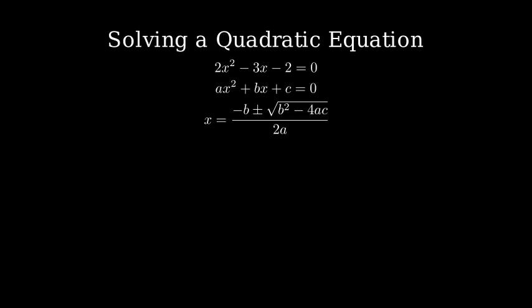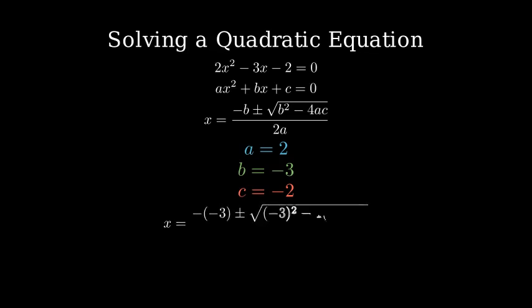To use the formula, we first need to identify the values of a, b, and c in our equation. Looking at our equation, a equals 2, b equals negative 3, and c equals negative 2. Now, let's substitute these values into the quadratic formula. We get x equals negative of negative 3 plus or minus the square root of negative 3 squared minus 4 times 2 times negative 2, all over 2 times 2.